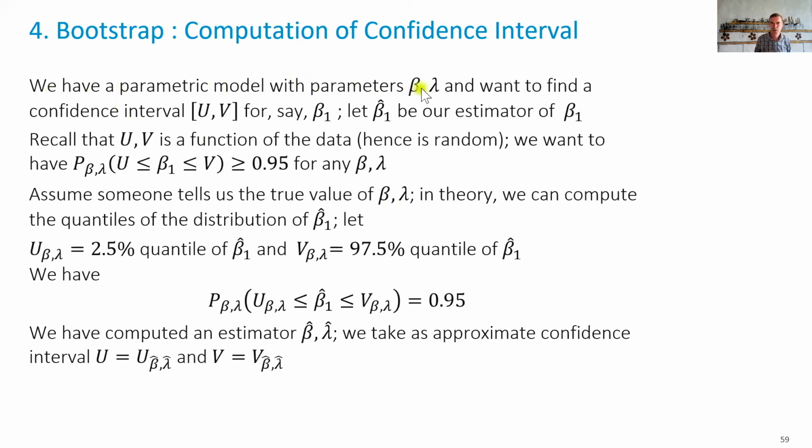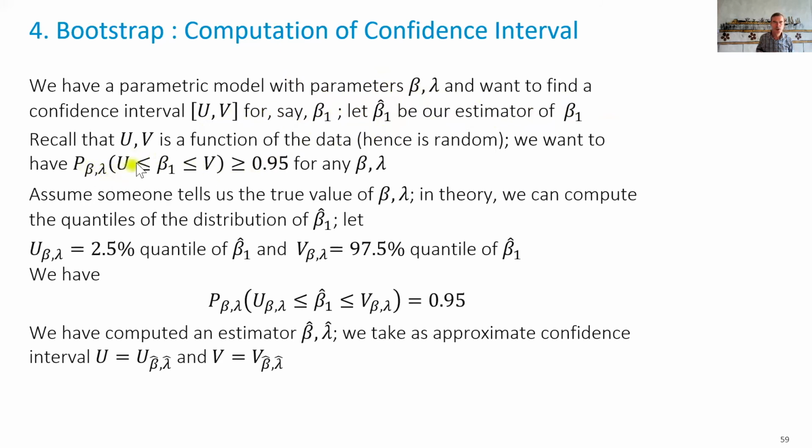Assume we have a parametric model with parameter beta, so beta is a vector, and lambda is our noise model for the Laplace noise. And we want to find a confidence interval, for example, for one coordinate of beta. I know how to estimate beta, and not just beta 1, but all of beta, by solving a linear problem. So let beta 1 hat be our estimator of beta 1. Of course, that's a random thing. We have obtained it for a given set of data that we have. But in the bootstrap method, we will treat it as something fixed here.